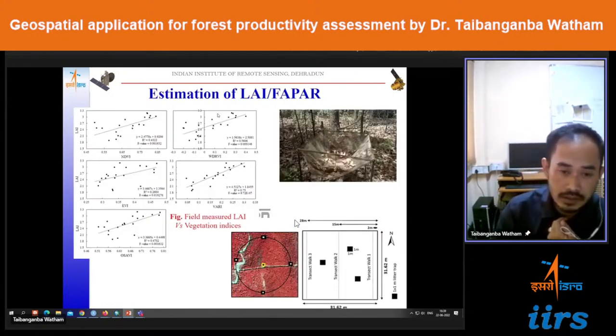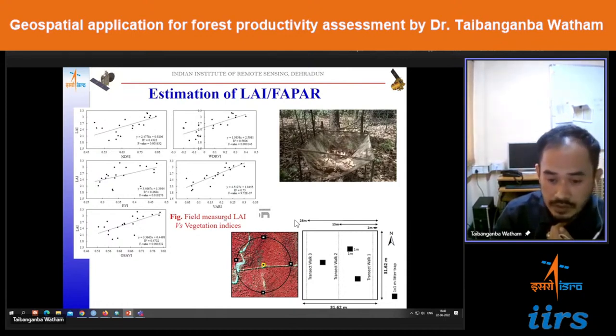But just before going to that, another use of satellite remote sensing data, as I have mentioned earlier, is how we can use satellite remote sensing for estimation of LAI, and then from LAI, how we can derive the FPAR product. First, we can go and measure the different LAI values in different plots. Then we can try to relate them with different vegetation indices. Then which one is giving the best relation? Then we can use that one for estimation of LAI.